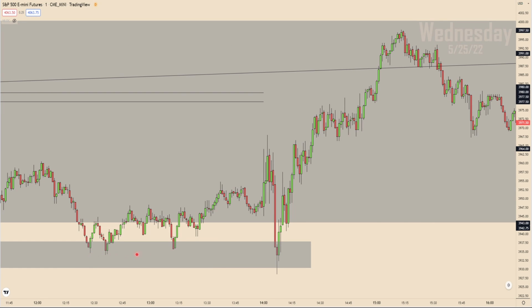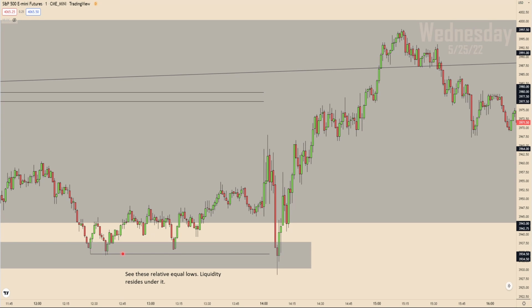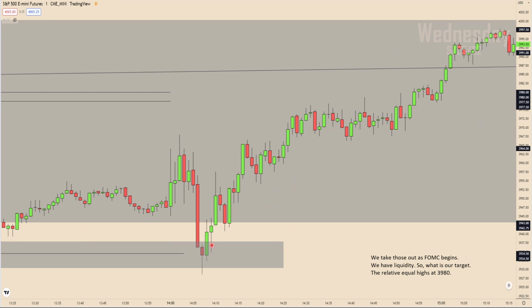As you can see here, some relatively equal lows, right? There's liquidity under there. So if we're looking to take out these highs right here, we want to see us grab this liquidity and then move up. So zooming in on this, you could just take it right here, but if you wanted a more confirmed entry, get a market structure shift here, move up.